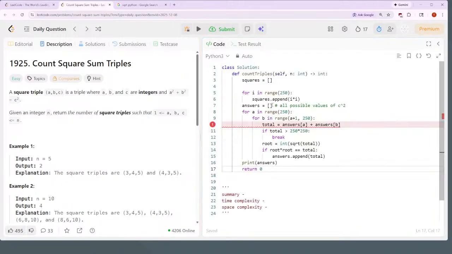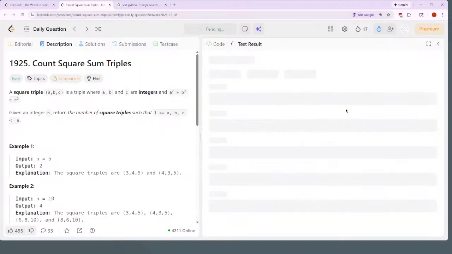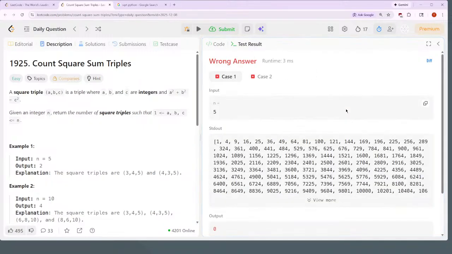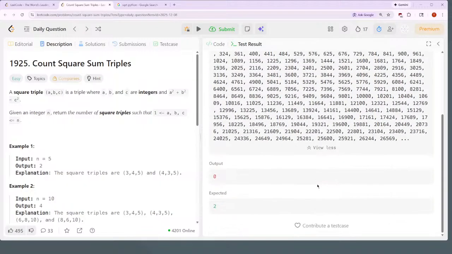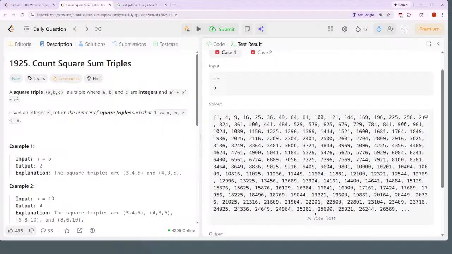This index out of range. A plus 1. Oh, whoops, I'm supposed to use squares. Oops. 2. Okay, it's a pretty long list. All these are square numbers. That looks like maybe 160 squared.